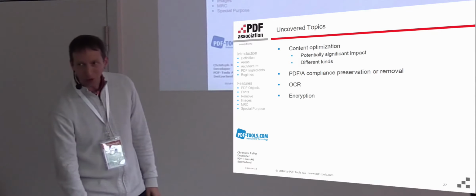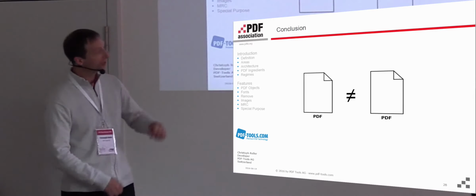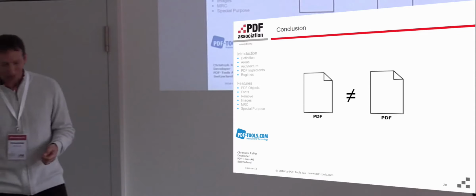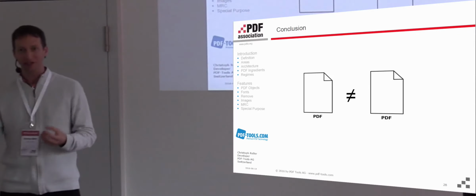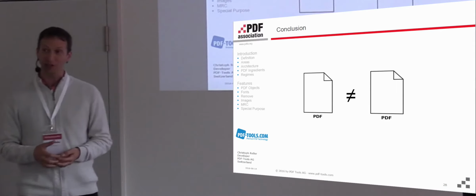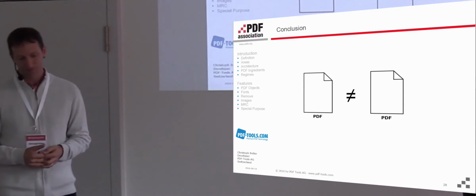So what can you take home from this? It's basically this inequality. A PDF is not a PDF, even though it might look exactly the same, or the text extraction might return exactly the same internally. It can be structured completely different.